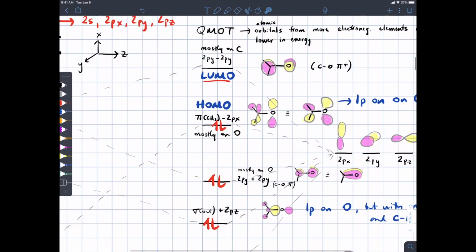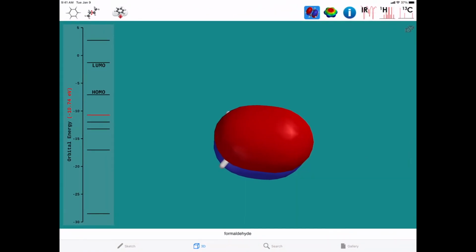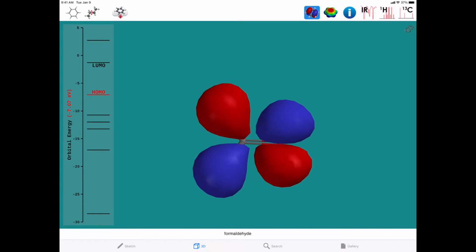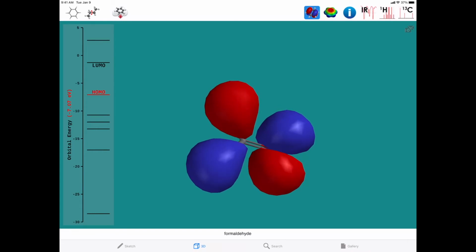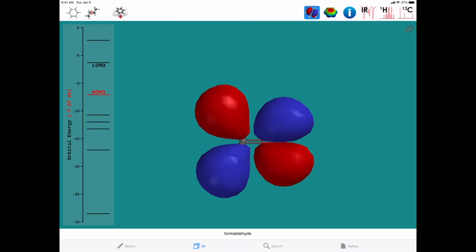The HOMO is the pi CH2 minus 2px orbital. So looking over here, there we go. That's what it looks like. And in this case, it's difficult to determine whether it's mostly on oxygen or mostly on carbon. These lobes to the left look bigger because they need to envelop both carbons and hydrogens.